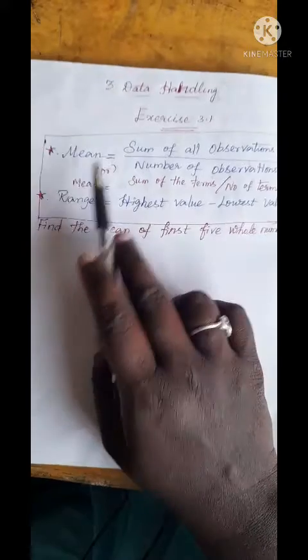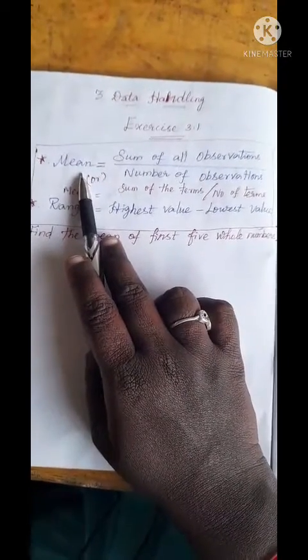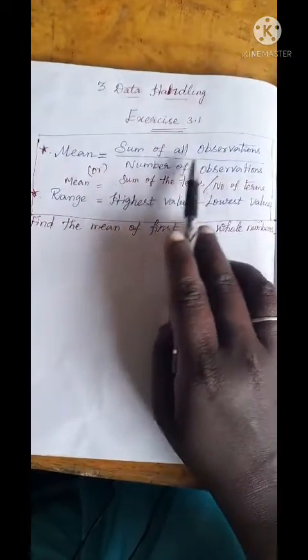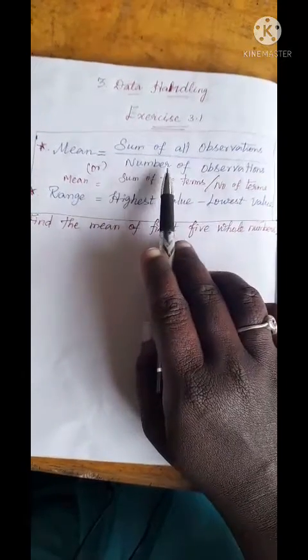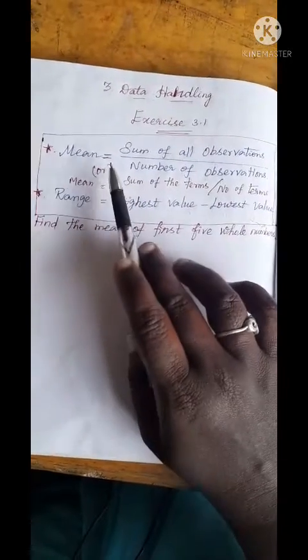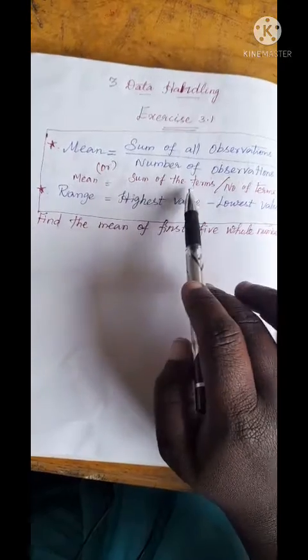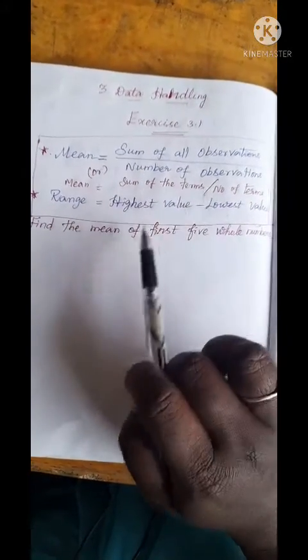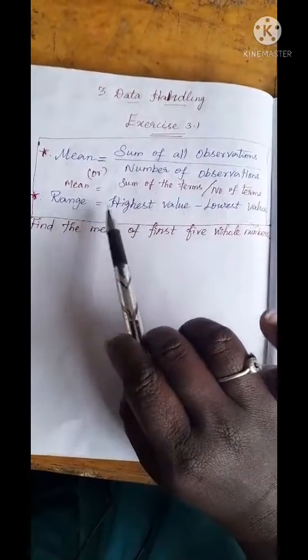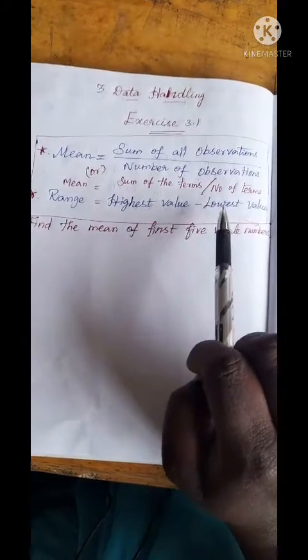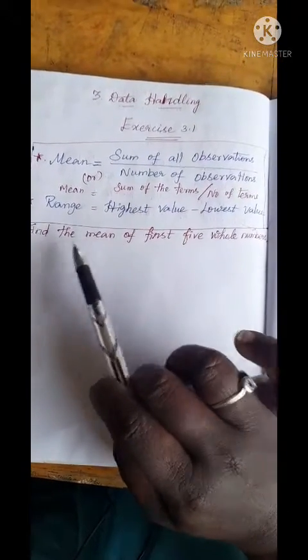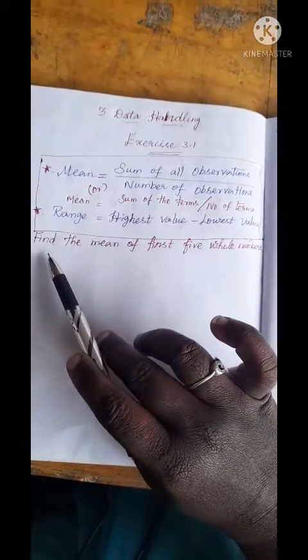You need to write these two formulas. Mean equals sum of all observations divided by number of observations, or you can write mean equals sum of the terms divided by number of terms. Range equals highest value minus lowest value. So next we are going to see the sums.